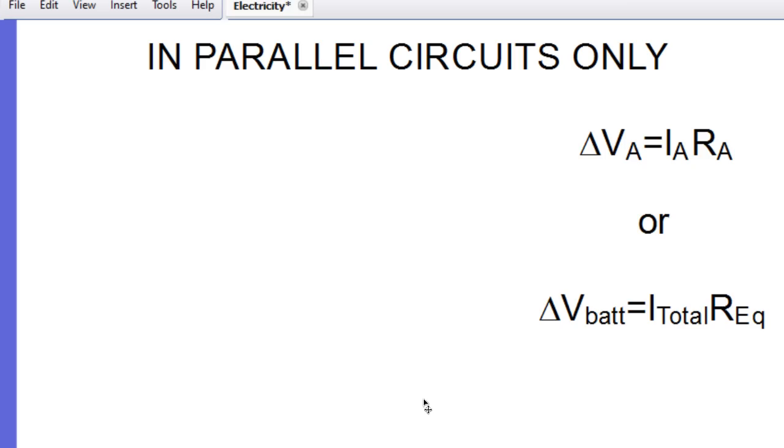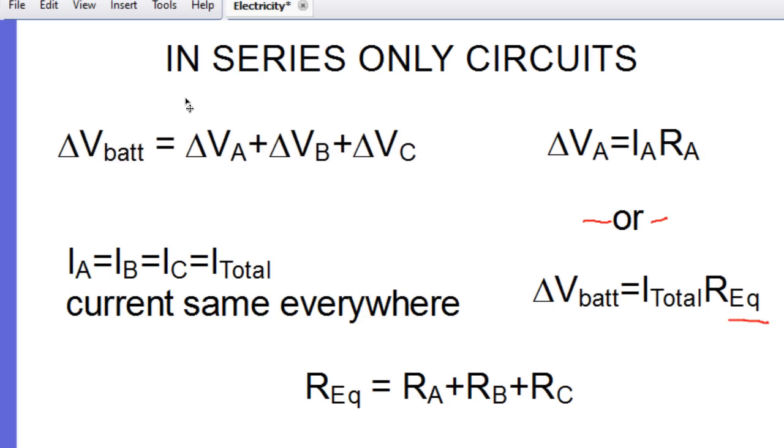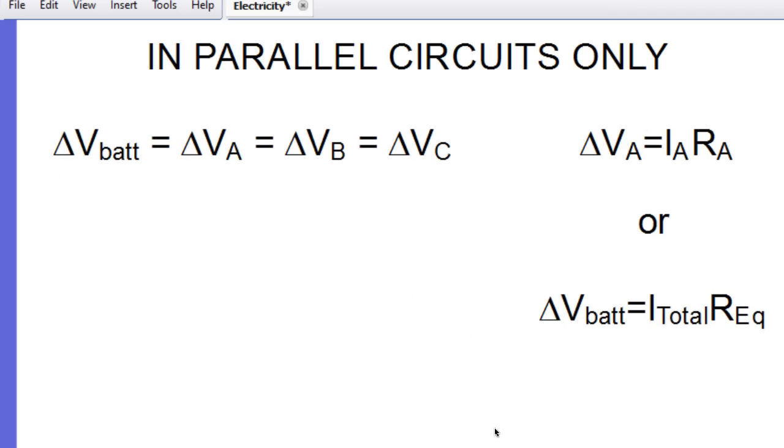But here's how things are different. Where in a series circuit, this was the relationship for voltage, in parallel, that is my relationship for voltage. All of the voltages are the same. And the total current is adding up all the little currents. Very nifty.